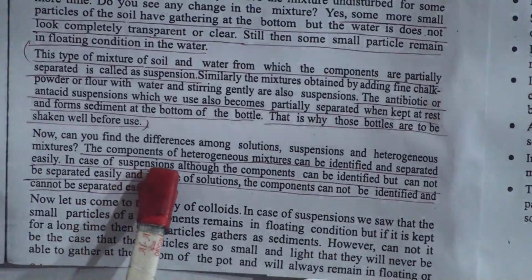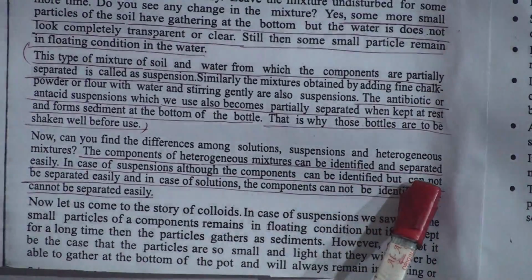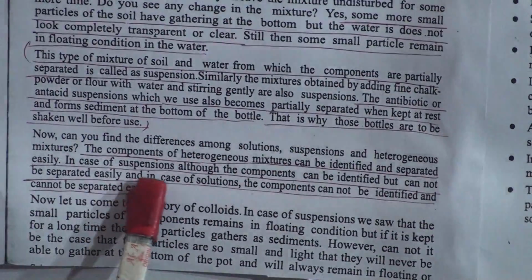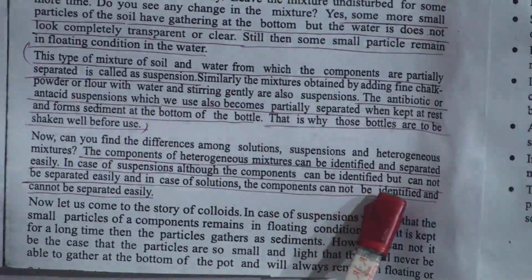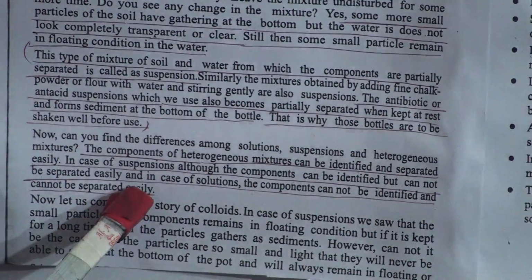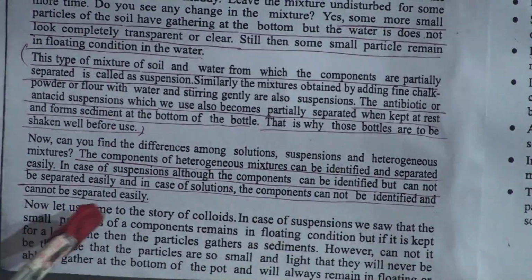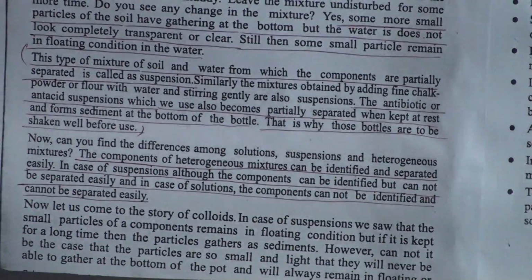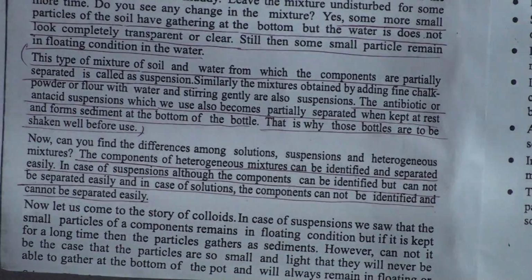The components of a heterogeneous mixture can be identified and separated easily. In the case of a suspension, although the components can be identified, they cannot be separated easily. In the case of a solution, the components cannot be identified and cannot be separated easily. But in a heterogeneous mixture, we can identify and separate the elements from the mixture.